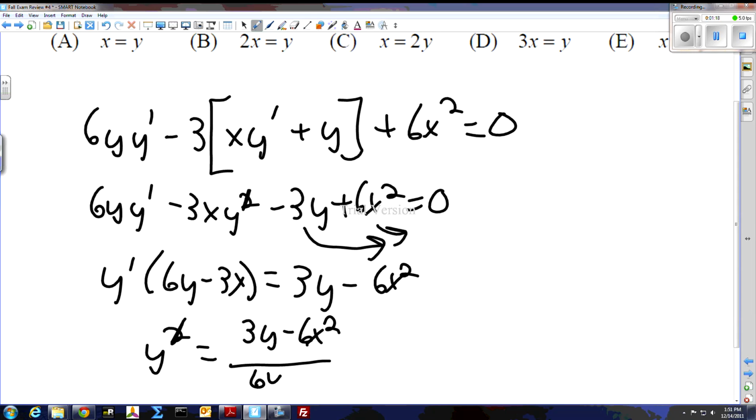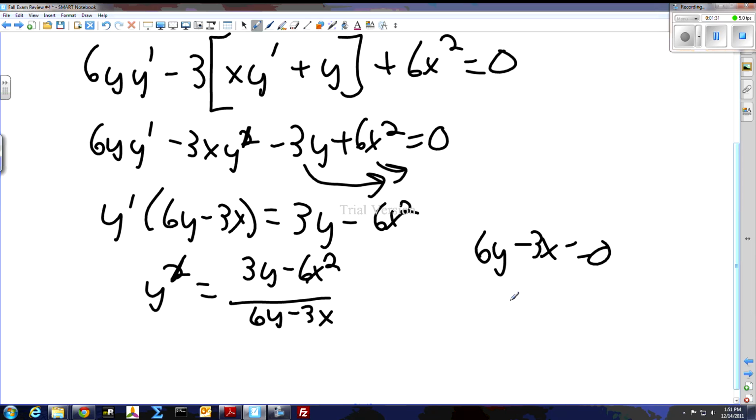over 6y minus 3x. Now, when is this undefined? This is undefined when 6y minus 3x equals 0, because if a fraction has a 0 in the denominator, it's undefined. So we get 6y equals 3x, or 2y equals x.